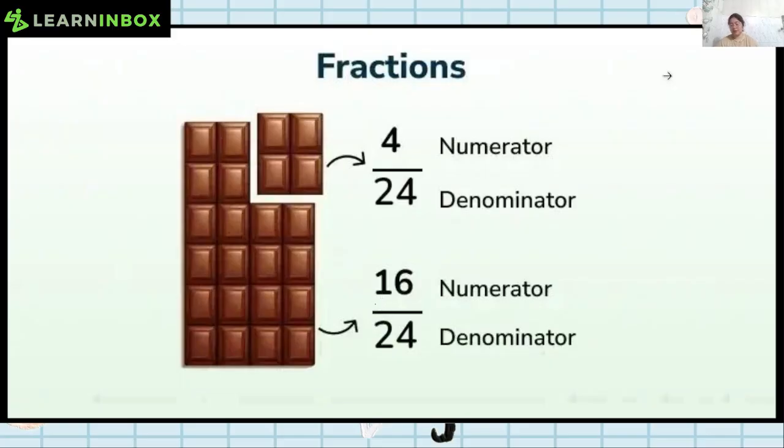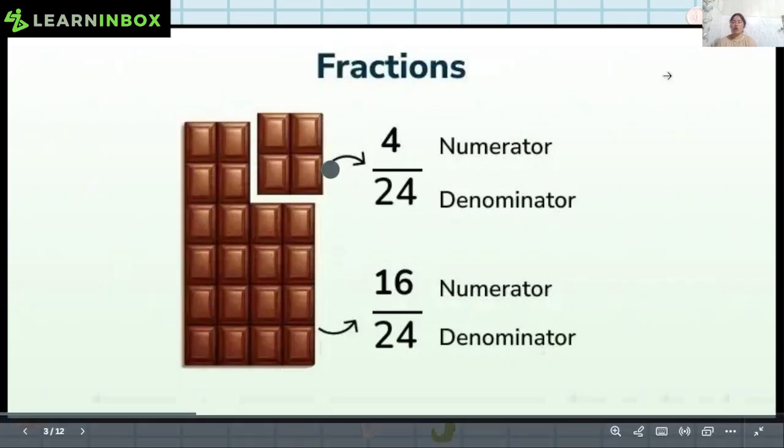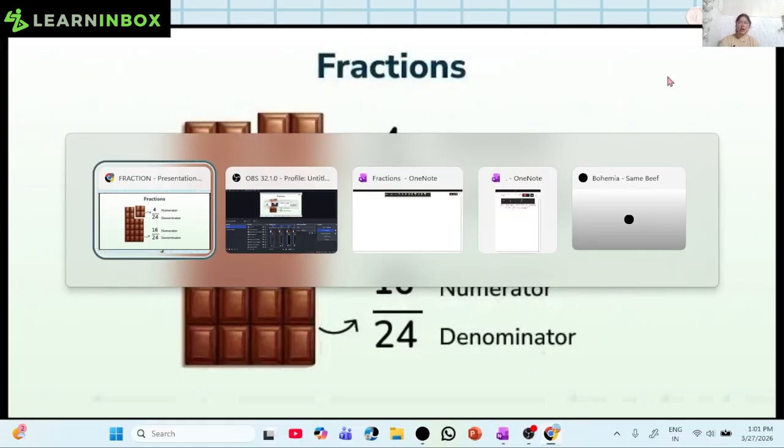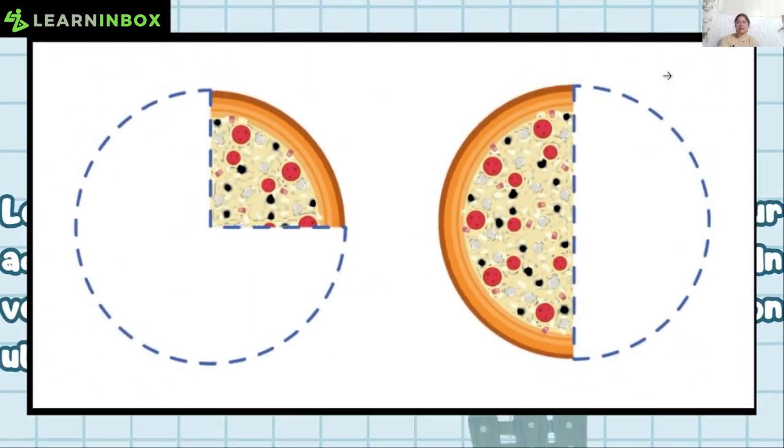If we talk about the definition, the numerator is the top number, the part we take, whereas the denominator is the bottom number, the total number of parts. Okay, so a fraction means a part of a whole. This 4 by 24 is the fraction of this chocolate, the pieces which have been taken out from this whole chocolate. So a fraction is always a part of a whole.